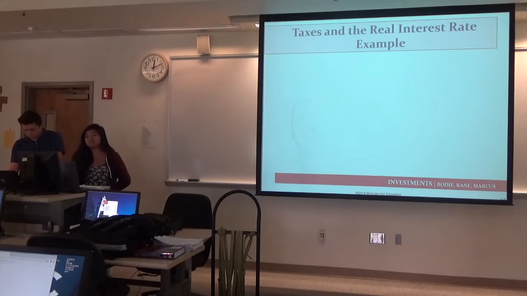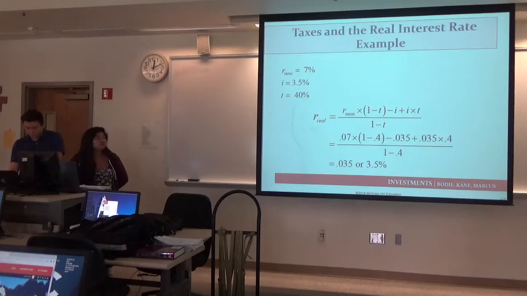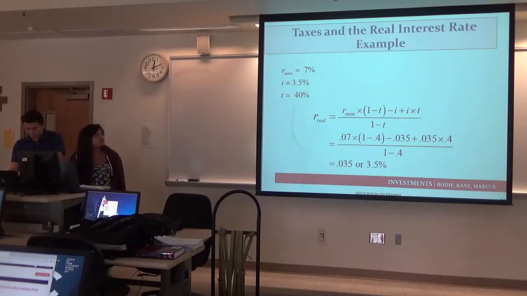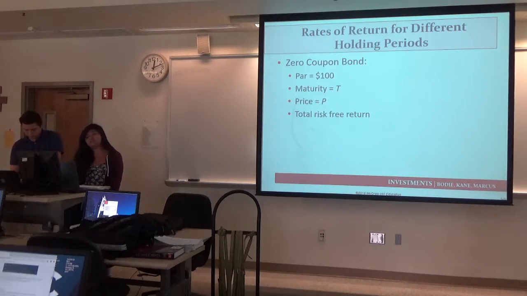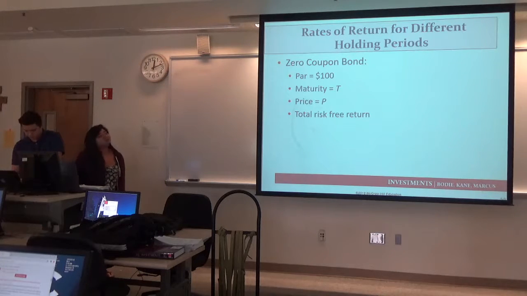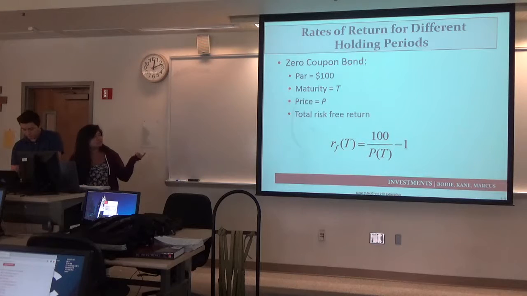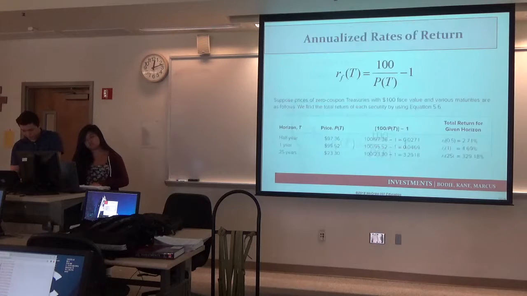For taxes and the real interest rate example, this is just an example one. You basically do the equation, and for this one you would plug in the nominal interest rate, the inflation rate, and the tax rate, and then you would get about 3.5%. For rates of return for different holding periods, for the zero coupon bond, the par would be 100, the maturity is equal to T, and the price is equal to P, and then you would have the total risk-free return, and you would plug it into this equation. So the rate of return is equal to 100 over the price, minus 1.